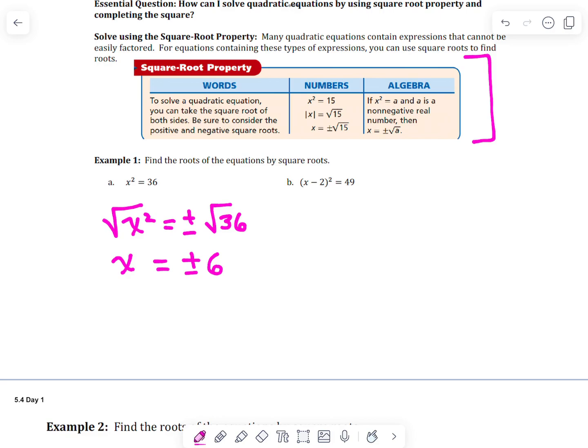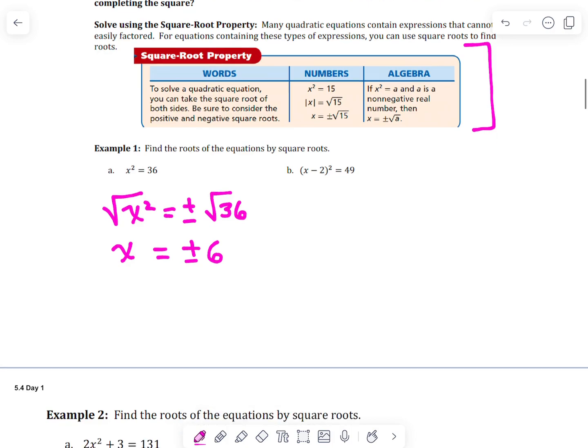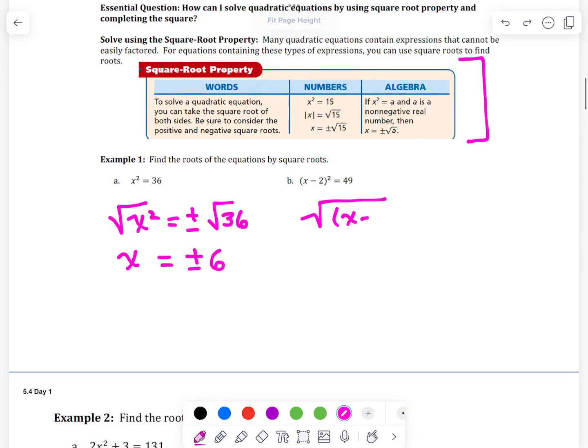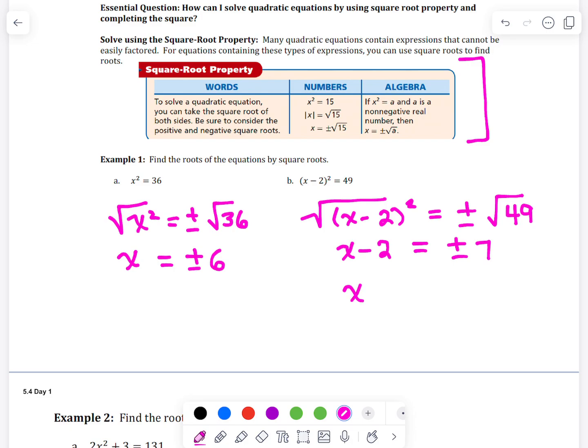Second example. We want to undo that x squared. So we're going to square root both sides. We do need to take the plus or minus of 49. Simplify, we get x minus 2 equals, and then 49 is a perfect square, so 7 and negative 7. Now we need to move that 2 to the right, so we add 2 to both sides.